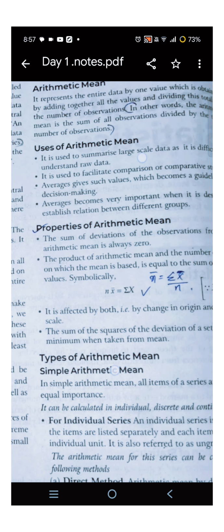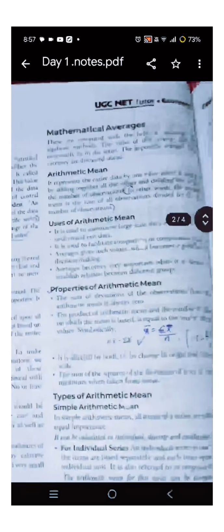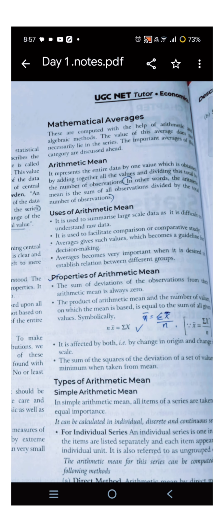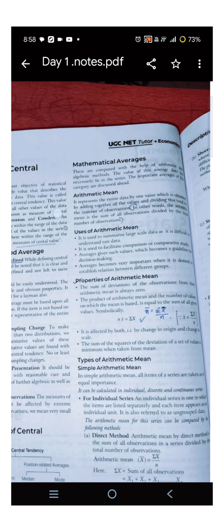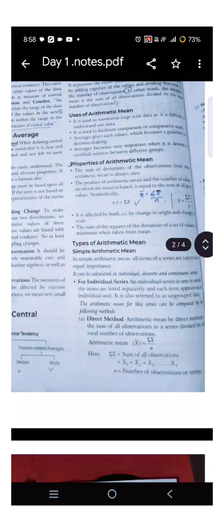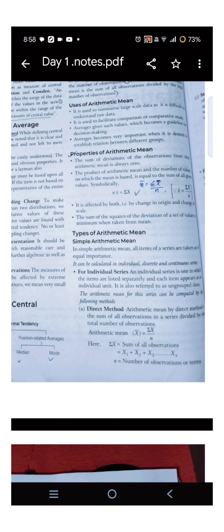Next, the properties of arithmetic mean. This section, the mathematical averages section, is very important because we want to memorize each point one by one. The uses and the properties of arithmetic mean are all necessary for our exam pattern, because the small points are very important. So try to memorize and read as much as possible. The properties of arithmetic mean.